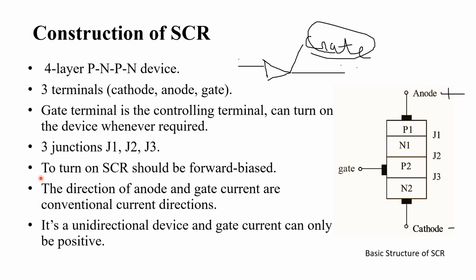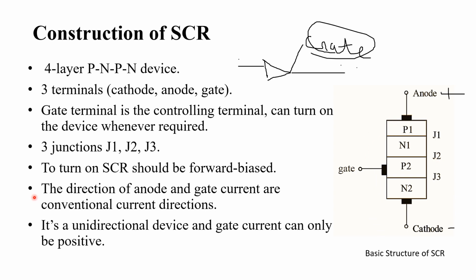The fifth point states that to turn on, SCR should be forward biased. What this means is our anode should be at a higher positive potential as compared to the cathode. When the positive side is at higher potential and the negative side is at lower potential, that means our device is in forward biased state.